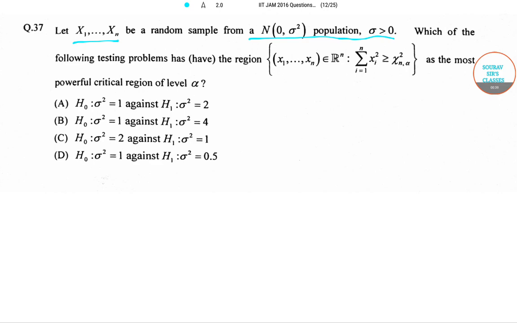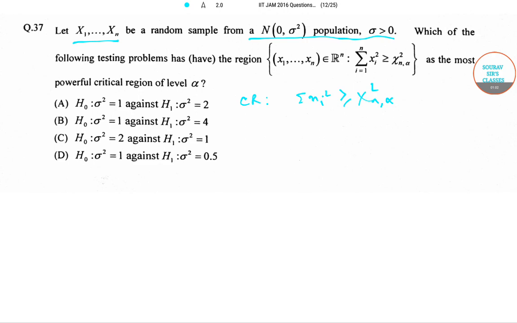Now we have been given that the critical region is summation xi squared greater than or equal to chi squared n degrees of freedom at the alpha level of significance. Now for testing the variance, we always use a chi squared test.